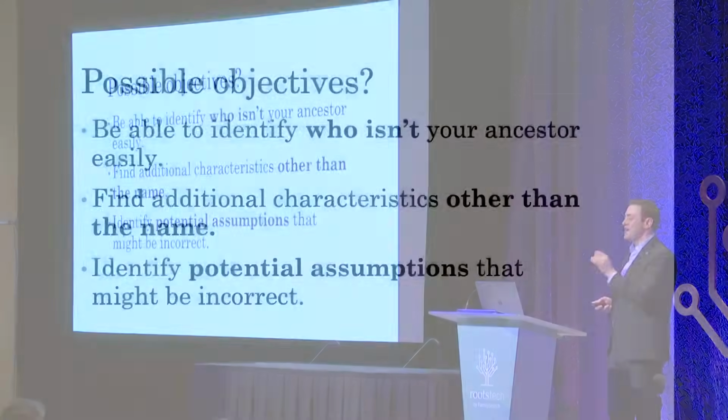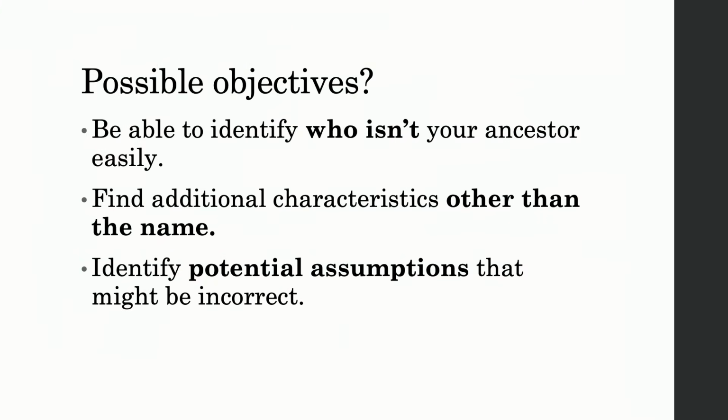So, some possible shifting objectives. Being able to simply identify who isn't your ancestor in a much easier fashion. To be able to look at a record and say, nope, nope, nope. That's the innholder. My guy is not the innholder. Or, that's the Sarah who married Thomas, not the Sarah who married William. I know who that person is.